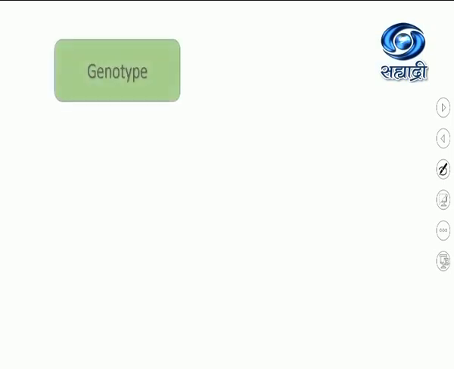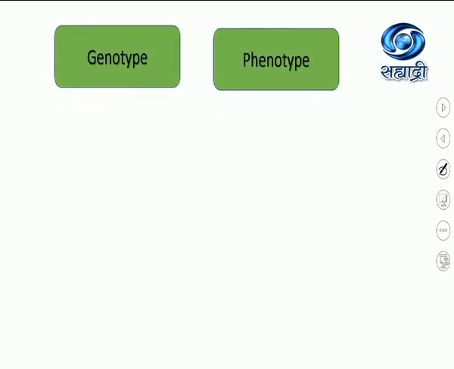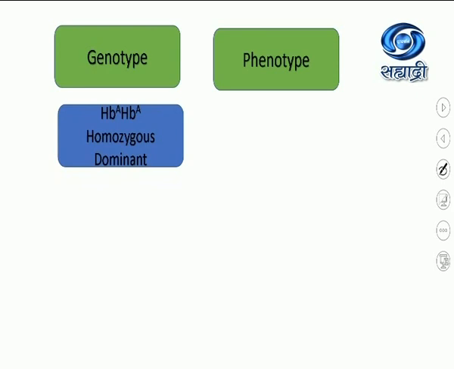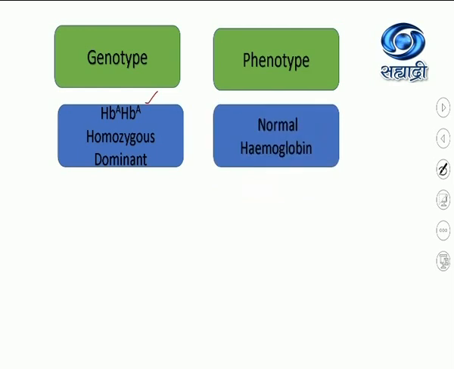Now let us see how it is inherited, what are the genotypes and what are the phenotypes. If the genotype is HbA HbA, which is homozygous dominant, then the person will have normal hemoglobin. Hb stands for hemoglobin. The person will not have sickle cell anemia and will lead a normal life.